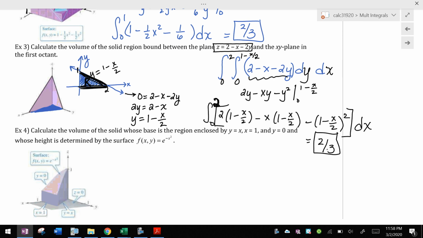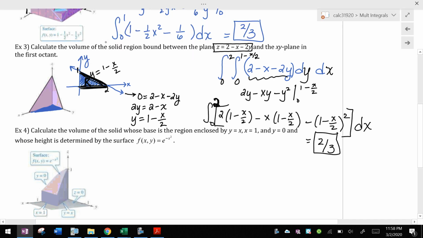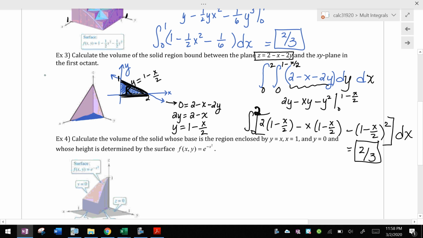Okay, so why did I care so much? I cared so much because there's an easier way to do this that is worth bringing up. This thing right here is a tetrahedron, and the volume of a tetrahedron is 2/3 the area of the base times the height. So 2/3 the area of the base times the height.